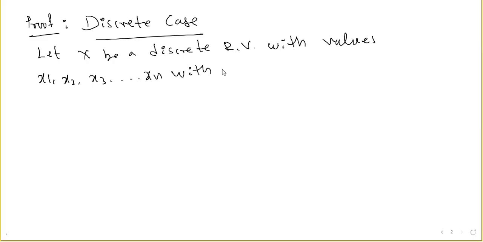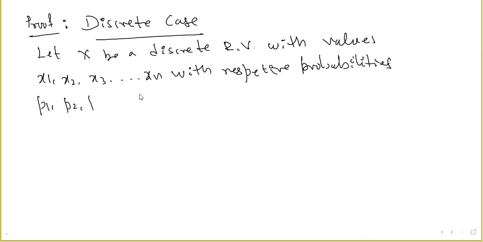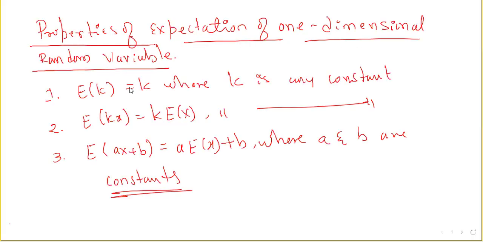with respect to probabilities p1, p2, p3, and so on up to pn, right? So then now here we are going to prove the first one, right? So first one, what are they given? Expected value of k equal to k, where k is any constant, right?